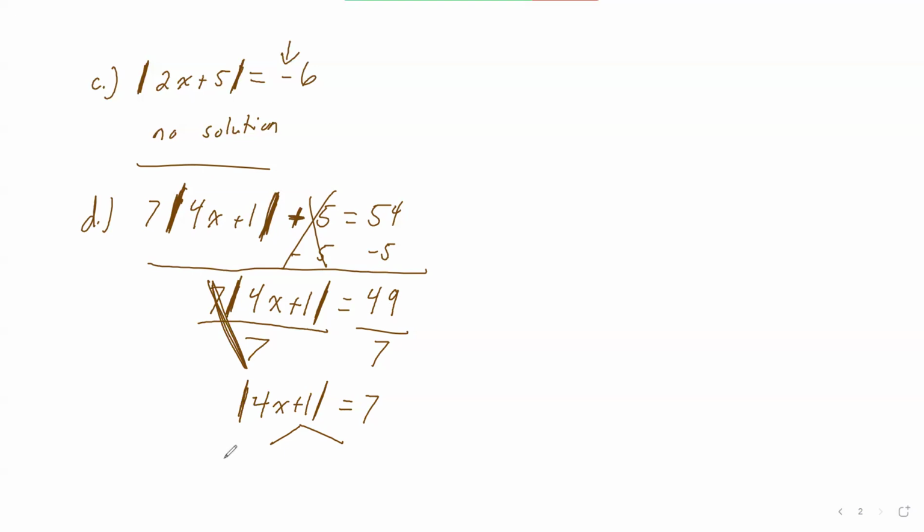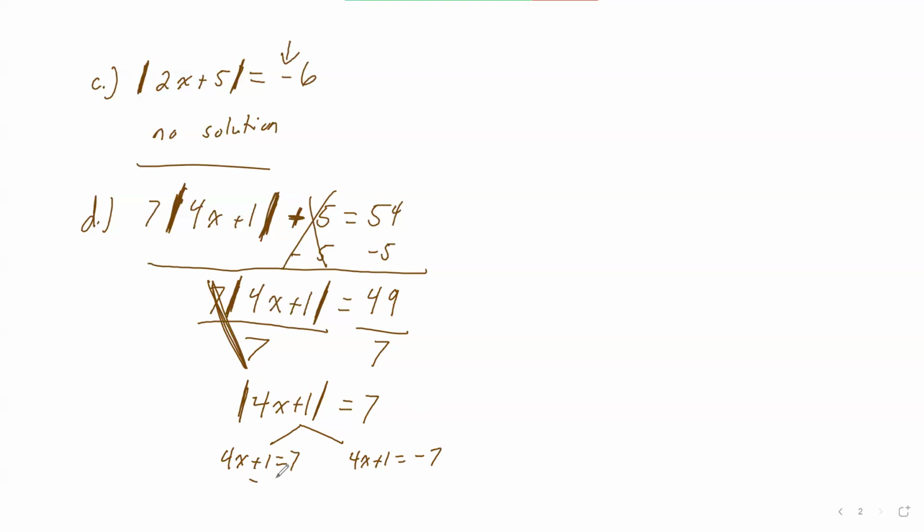So now I'm going to split these up into my two equations, because the absolute value is now isolated to itself. So this becomes 4x plus 1 equals 7. That's the first equation. And then 4x plus 1 equals negative 7, that would be the second equation. So in this case, 7 or negative 7 could go in. So what's the first step?